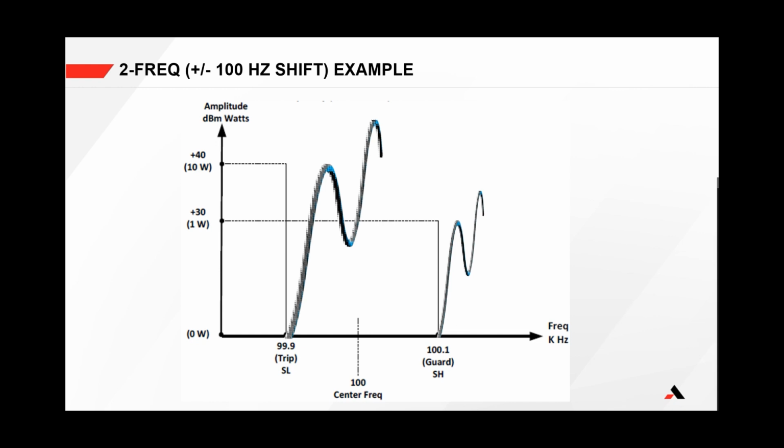In this example, the center frequency is 100 kHz, the shift is 100 Hz, and the shift up to trip setting is not selected, so guard will be transmitted at 100.1 kHz at low power, and trip will be transmitted at 99.9 kHz at high power. If shift up to trip is selected, then guard would be at 99.9 kHz, and trip would be at 100.1 kHz. For 2-frequency FSK, the shift can be programmed for 100, 250, or 500 Hz.